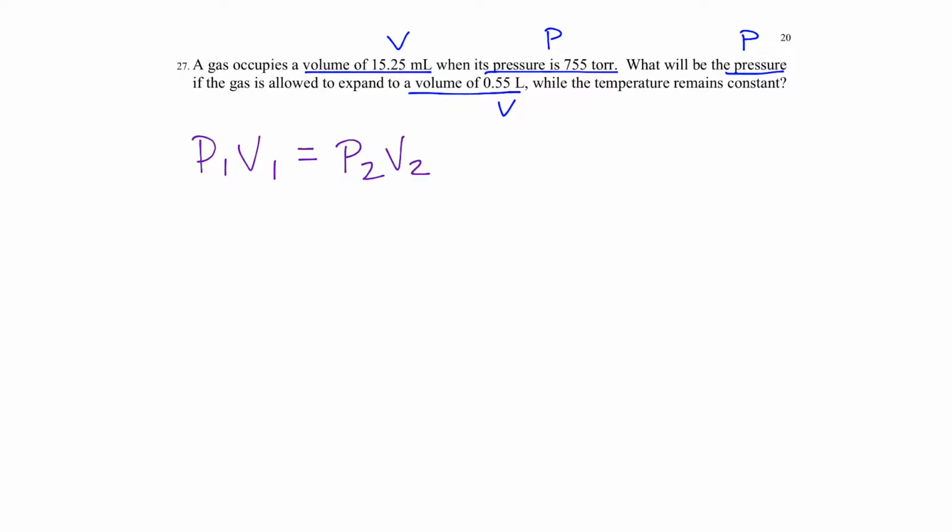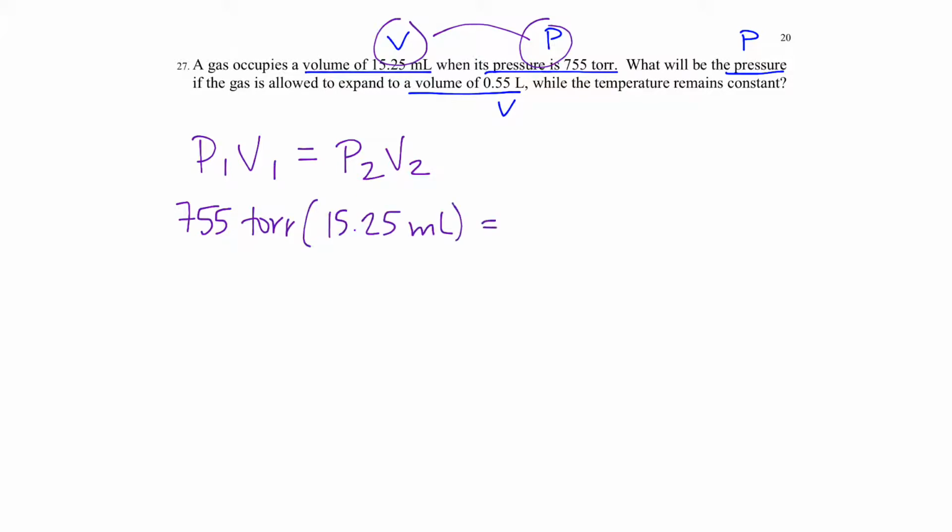I don't care if you don't really remember the names of the formulas, you just need to be able to apply them. So if we start plugging our values in then, this volume and pressure go together, because it says it has that volume when the pressure is 755. So we have to make sure they go on the same side of the equation. So I'm going to plug in 755 torr and 15.25 milliliters. And then on the other side, we don't know what the pressure is going to be, but the volume would be 0.55 liters.